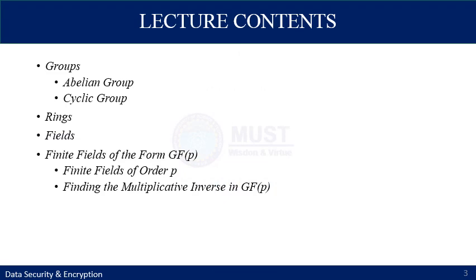So before any further discussion, let's have a look at the contents of this lecture. In this lecture, we are going to discuss some fundamental concepts of mathematics known as groups. There are two kinds of groups in number theory known as abelian and cyclic groups. Then there are rings, fields, and finite fields of the form GF. There are finite fields of the order p, a prime number, and this lecture will also provide a way to find the multiplicative inverse in a finite field.